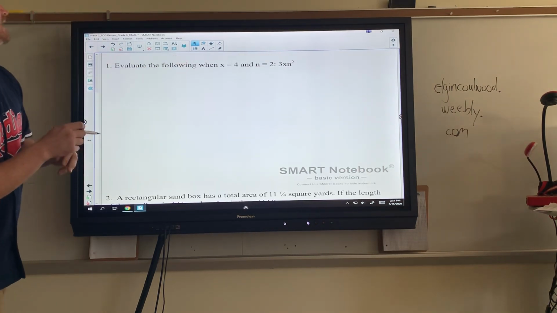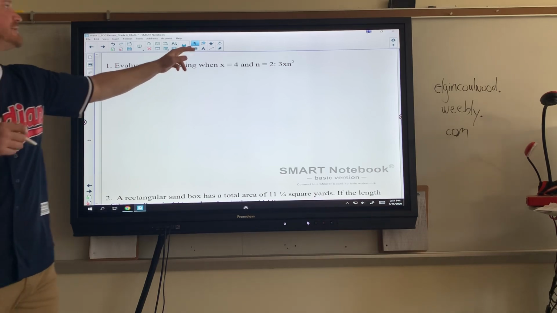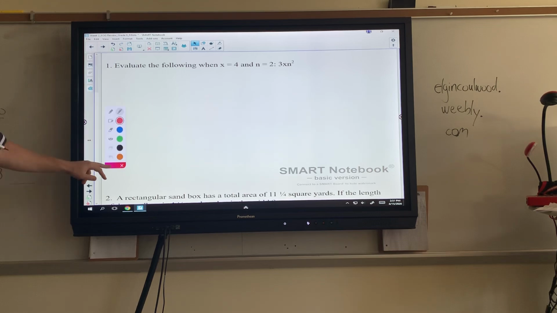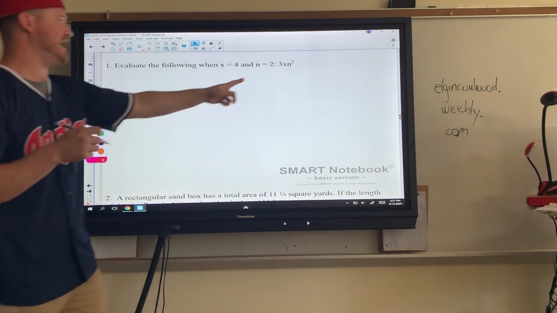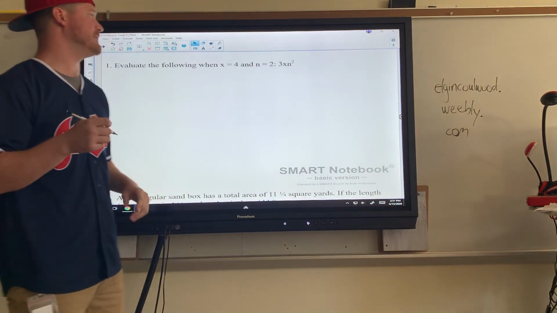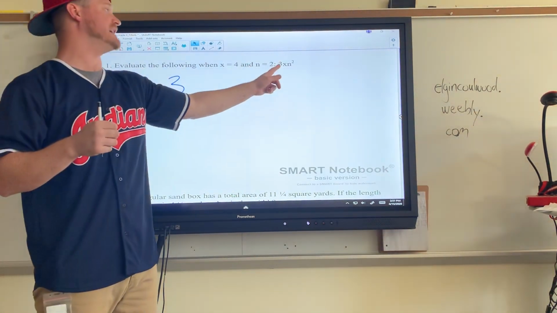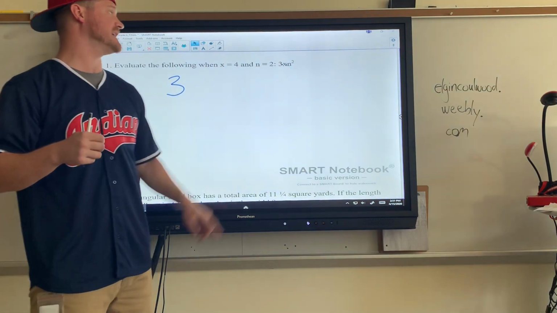Number 1, evaluate the following one: x equals 4 and n equals 2. So we are going to be plugging in 4 for every time we see an x, and 2 for every time we see an n. So I'm going to rewrite this. It's 3xn squared, which is 3 times x times n squared.